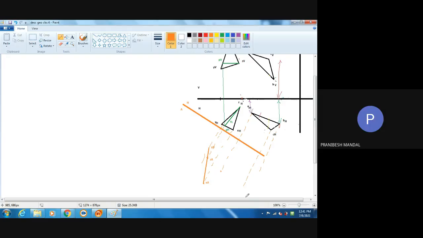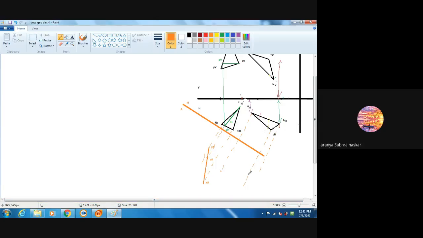Because I need to get both the planes in this particular A plane also. Otherwise, I cannot proceed further. We are having both the planes in VH planes. So in A plane also, I need to have both the planes. Okay. Yes, sir.